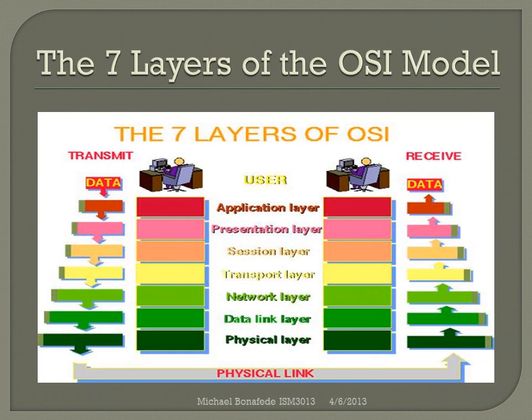This image is a representation of the 7 layers of the OSI model, the layers being application, presentation, session, transport, network, data link, and physical.